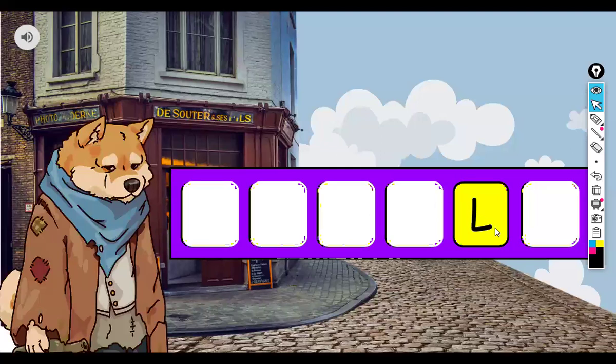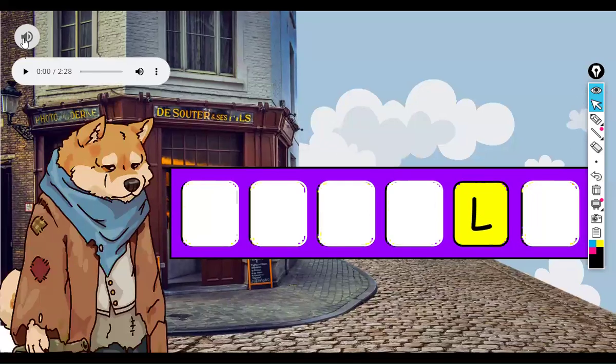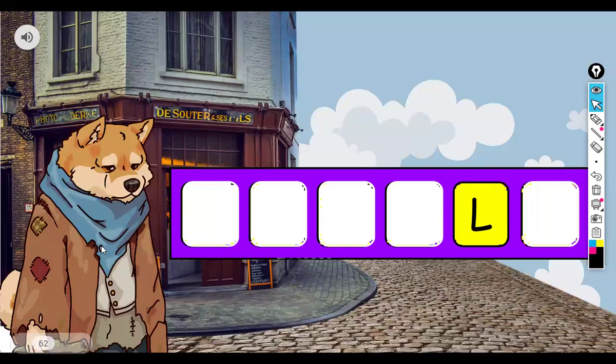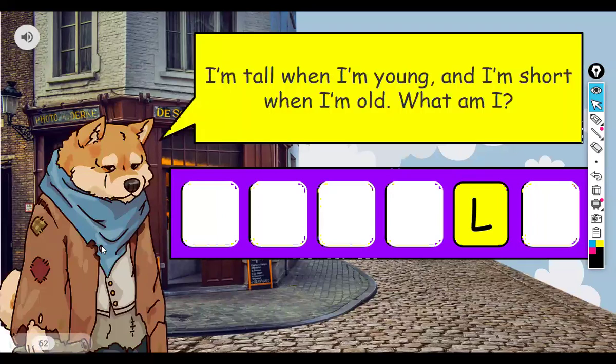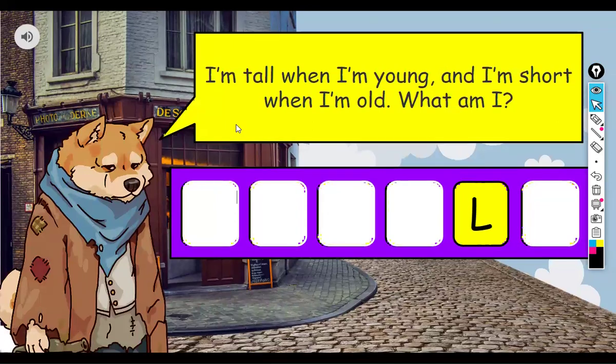Oh, we have a little riddle here. Let's hear what the guy has to say. What is wolf here? I am tall when I am young and short when I'm old. What am I? It's a riddle. Anybody? And it has a letter L in its solution. Some people got it already.